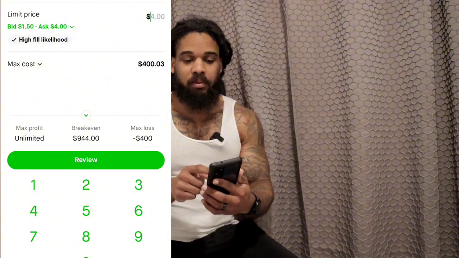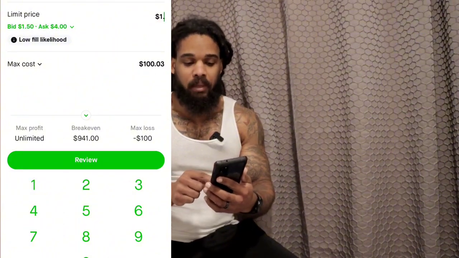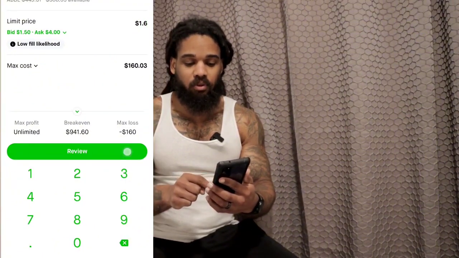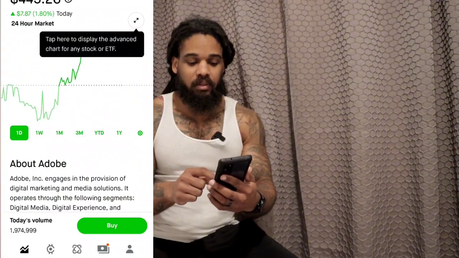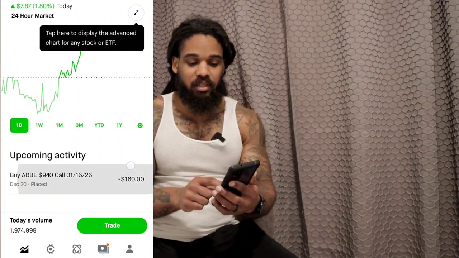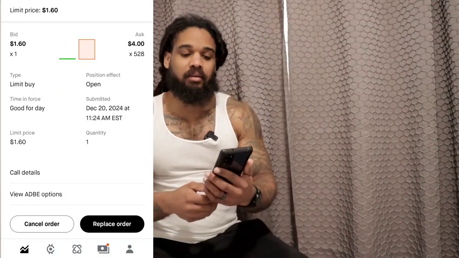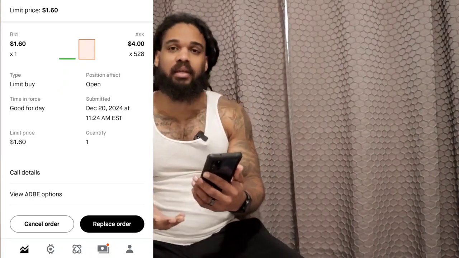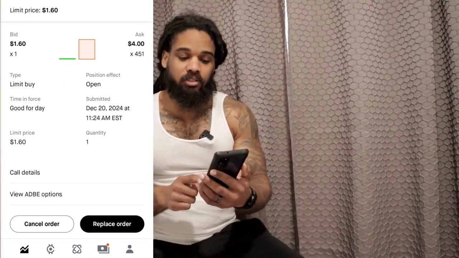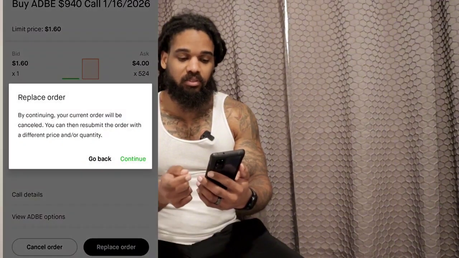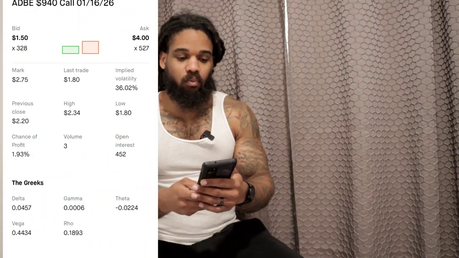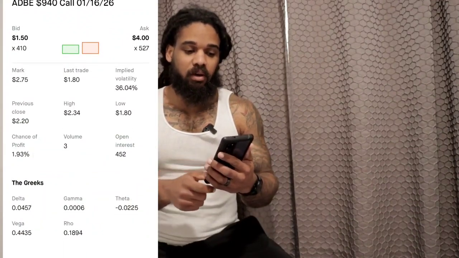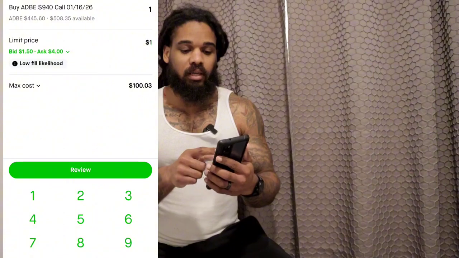So I type in the limit price of 160, press review, swipe up, and see if I get this filled. If I do, great. If not, as you can see, it's not filled right now. Being that it's not filled, I could just wait it out and see if it gets filled, or I could try another number. I could go to replace order, change the price, and try 180. The last trade for this was about 180, so I'm going to try 180 now.